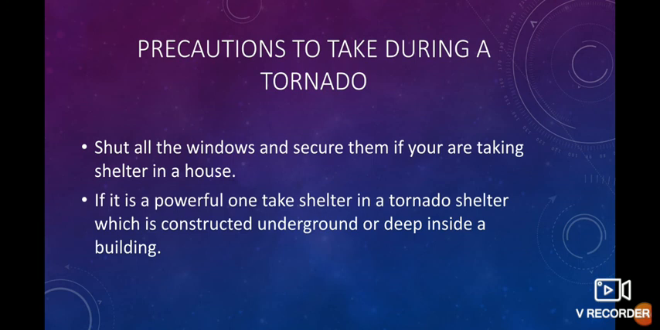So if you are in any danger of being in the path of a tornado, what you must do is shut all the doors and windows of your house, secure them nicely, and take shelter inside the house. But make sure that your houses are strongly built, because a tornado can blow away a weak house. If it is a very powerful tornado, it is advised that you take shelter in a tornado shelter, which is generally constructed underground or deep inside a building.